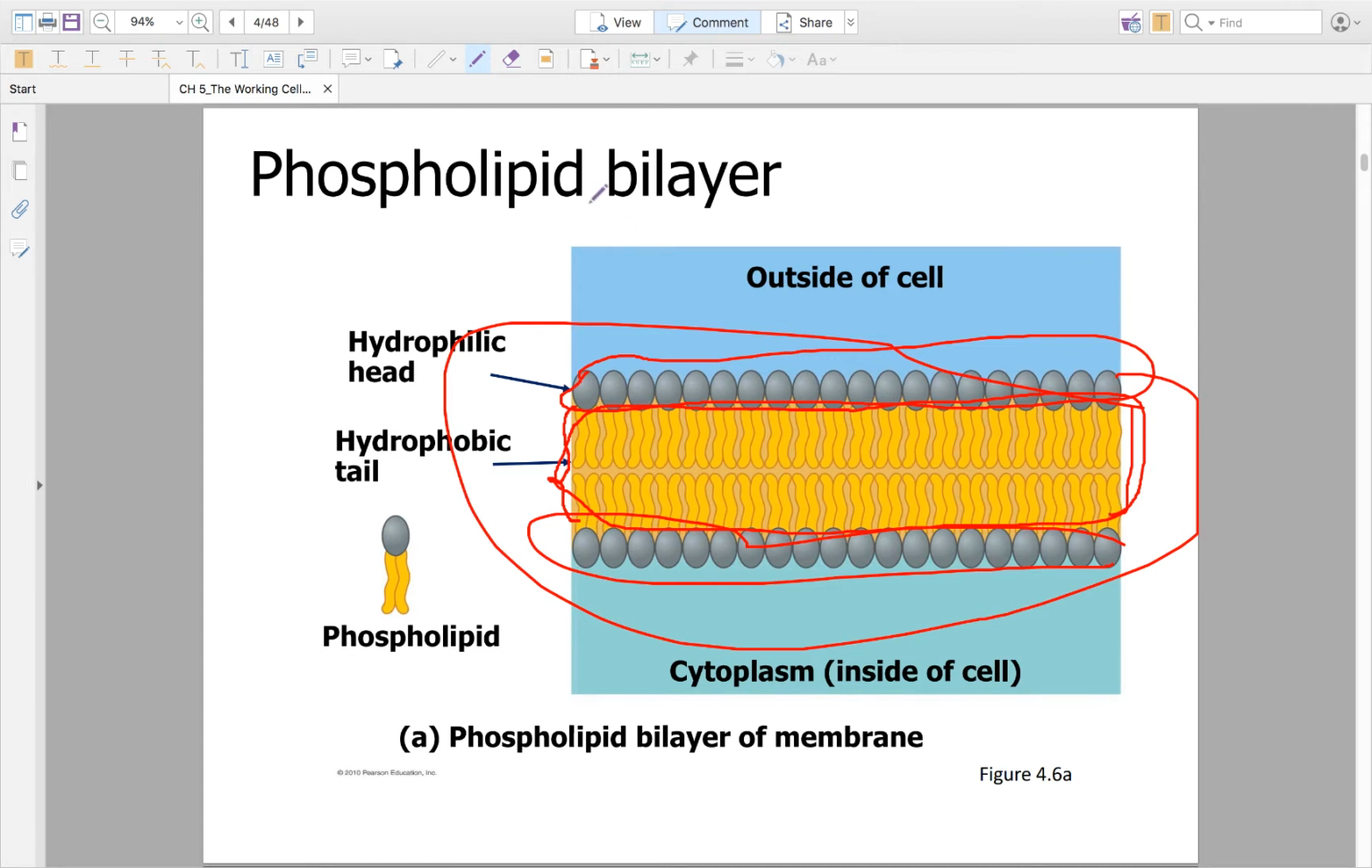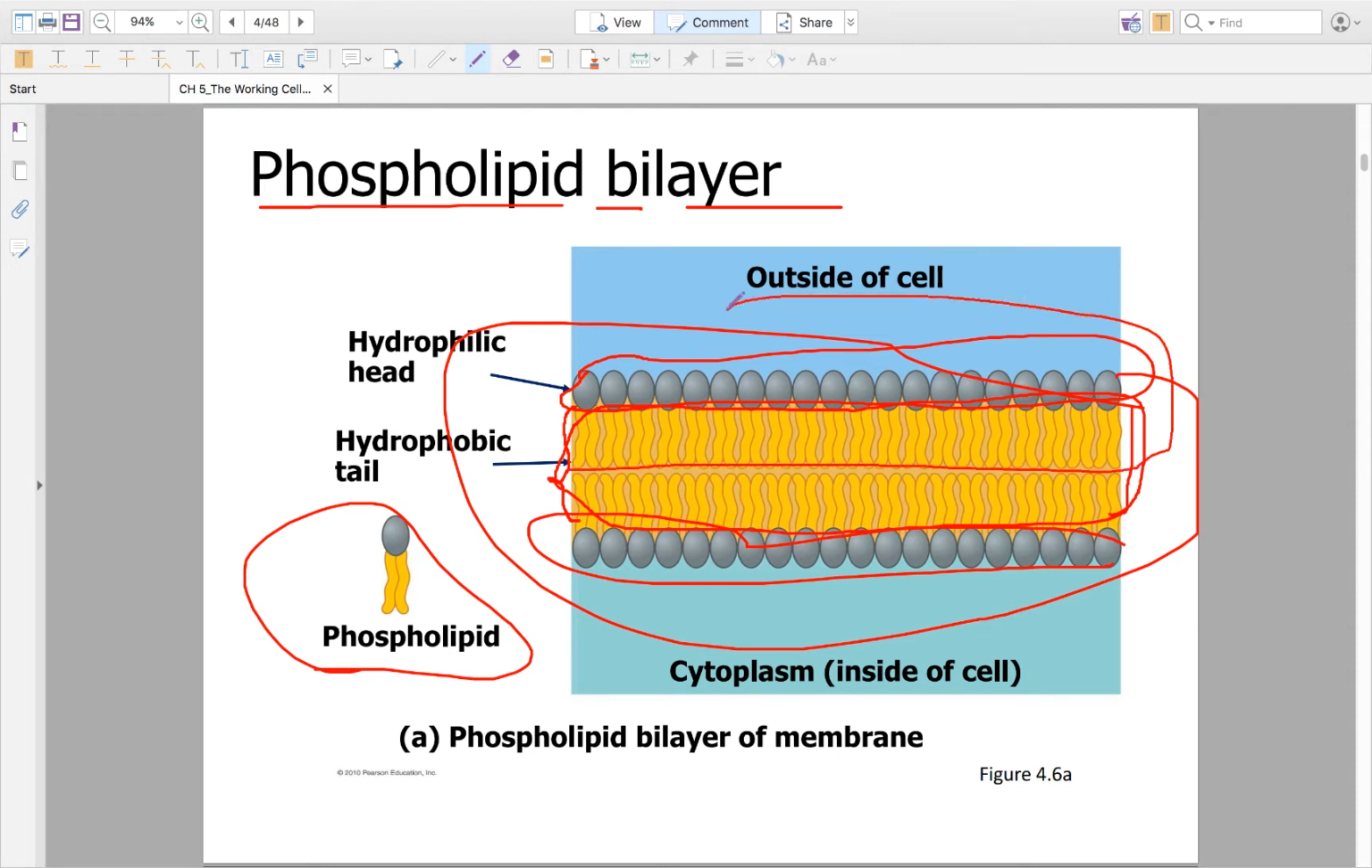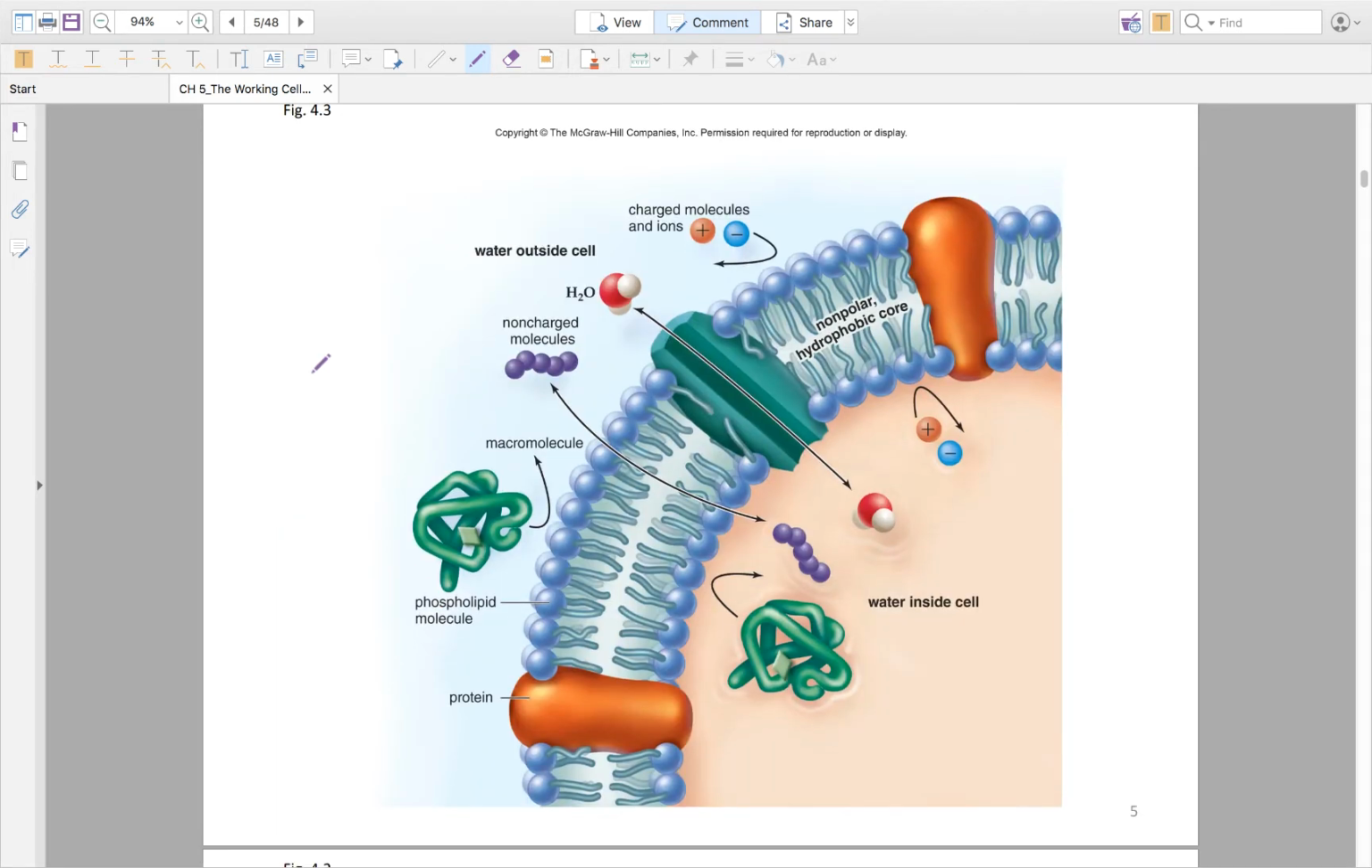Okay, now really quick, let's look at this. This is called a phospholipid bilayer, and it's called a phospholipid bilayer because it's made out of phospholipid. And then there's two layers. Here's layer 1 on top and layer 2 on the bottom, and bi means 2. Okay, phospholipid bilayer. All right, what about things that can come into the cell and out of the cell?